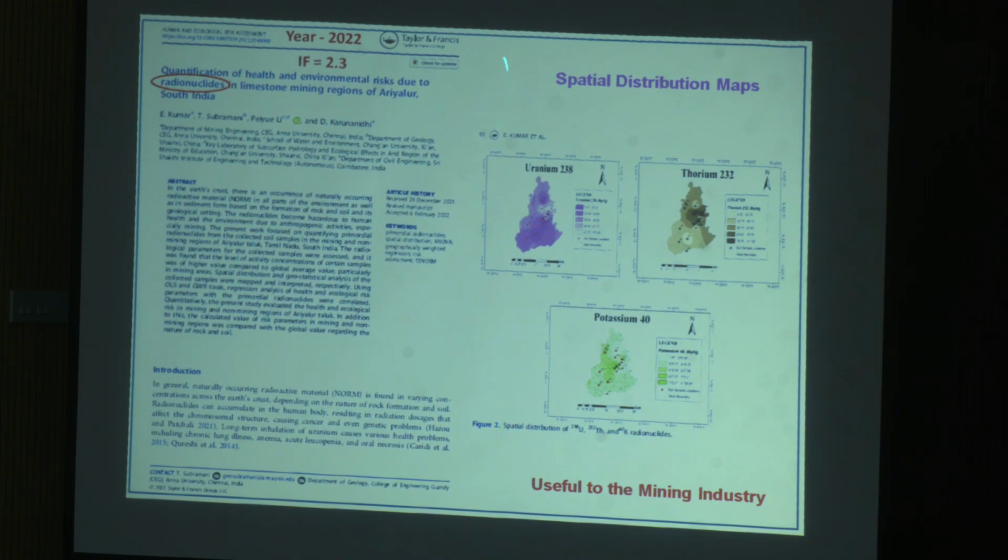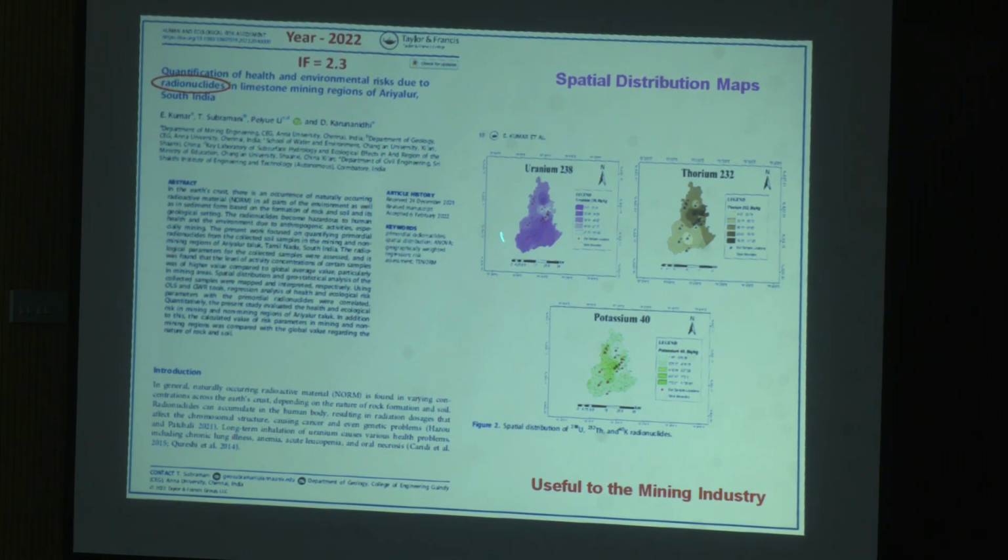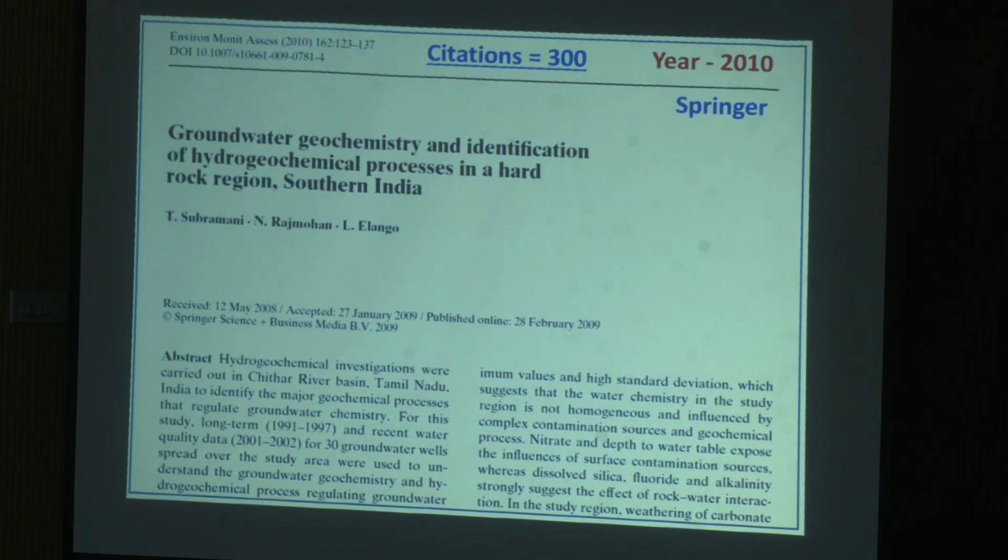Then this is another paper in Taylor and Francis. This is a spatial distribution, again in the form of charts. This will be useful to the mining industry. Then one more thing: this paper has more citations, nearly 300 citations.